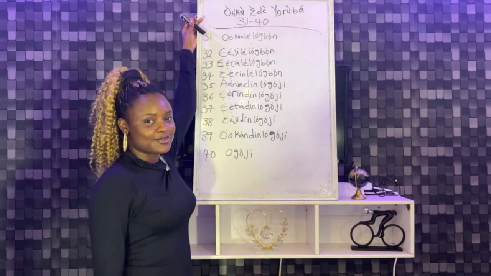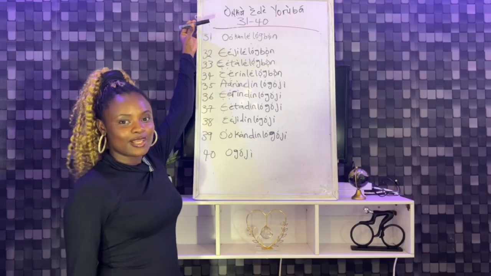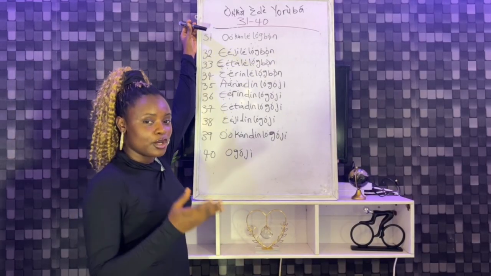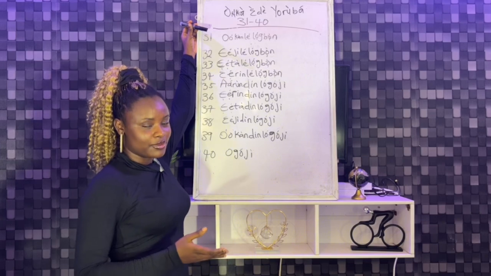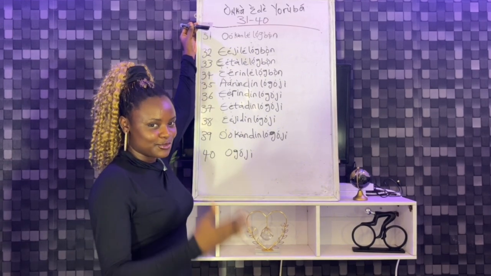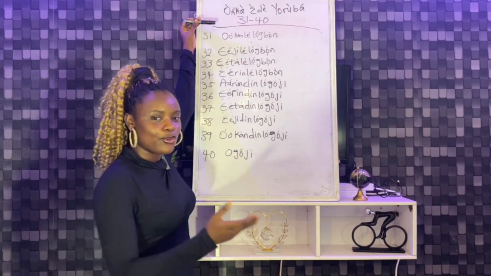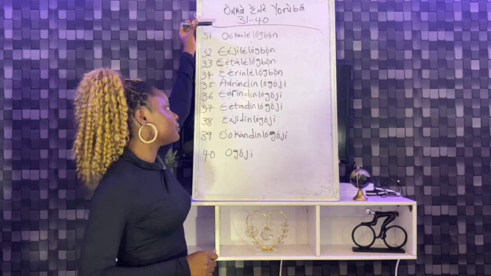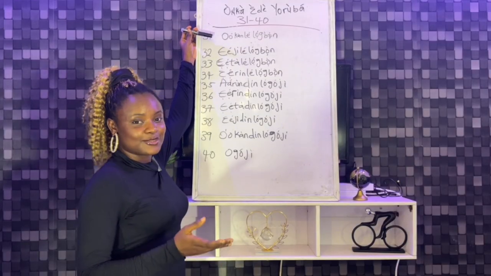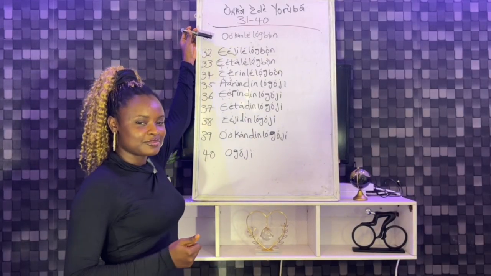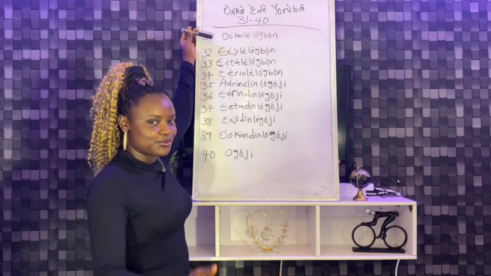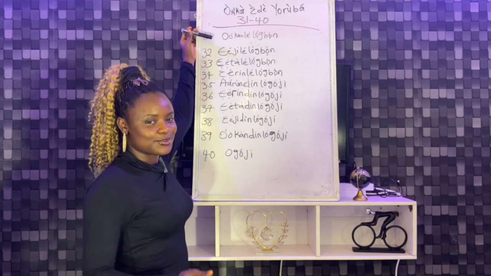We have 31. Ọ̀kànlélọ́gbọ̀n. We all know 30 is ọgbọ̀n, right? Ọ̀kan is 1. That is 30 plus 1. And that gives us ọ̀kànlélọ́gbọ̀n, 31. So we have 32. Èjìlélọ́gbọ̀n. 30 is ọgbọ̀n, right? So 30 plus 2. And that makes it 32.